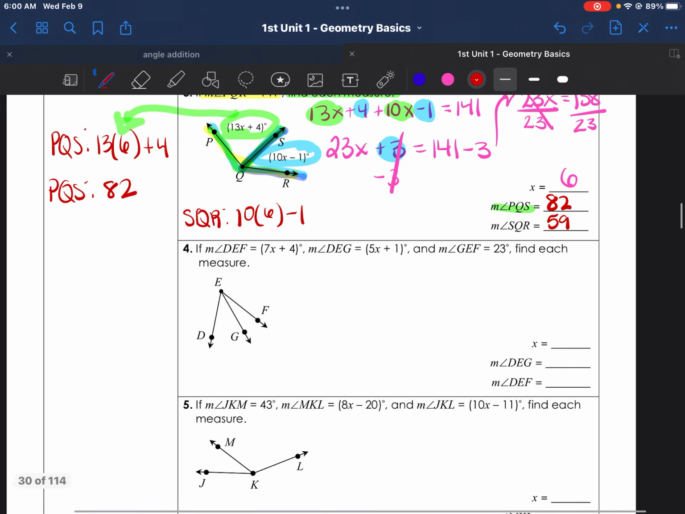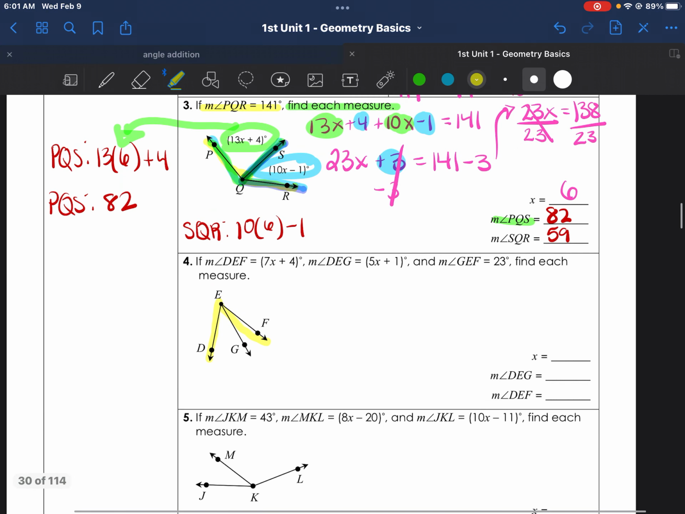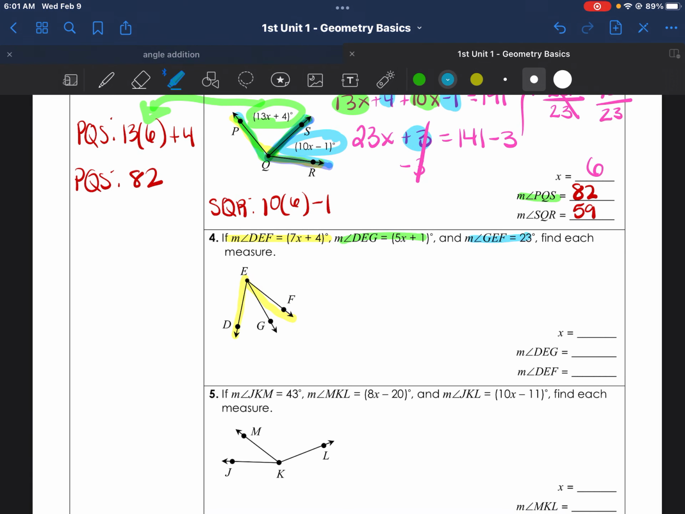So let's look at 4. Highlight your biggest angle, D, E, F, and up in your question, highlight your biggest angle, D, E, F. So I know my biggest angle is going to sit by itself. All right? So that means these two right here will need to be added together. So we have GEF, which is this angle right here.